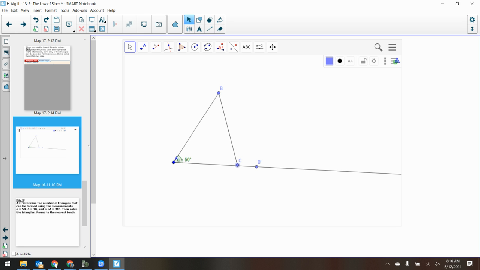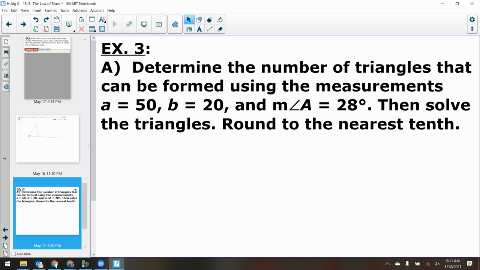So there are really 3 different options that you could have with the ambiguous case of the law of sine. You could have no triangles at all. You could have 2 triangles, or you could have 1 triangle. Okay. Let me show you what this looks like algebraically.